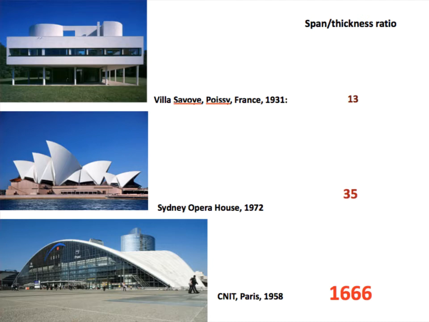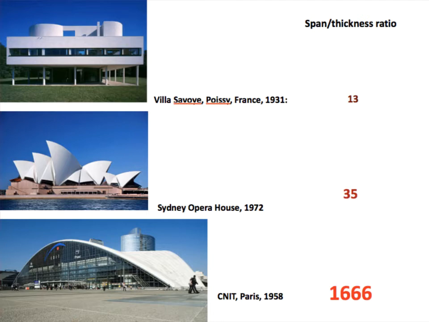The least efficient is the Villa Savoye with a ratio of 13. Next comes the Sydney Opera House at 35. That of the CNIT shell is 1,666. The differences in efficiency between the first two structures are significant, with the Sydney Opera House being 3 times as efficient as the Villa Savoye. The CNIT shell is 2 orders of magnitude, 100 times more efficient than the other two. The differences in efficiency are almost entirely due to form.